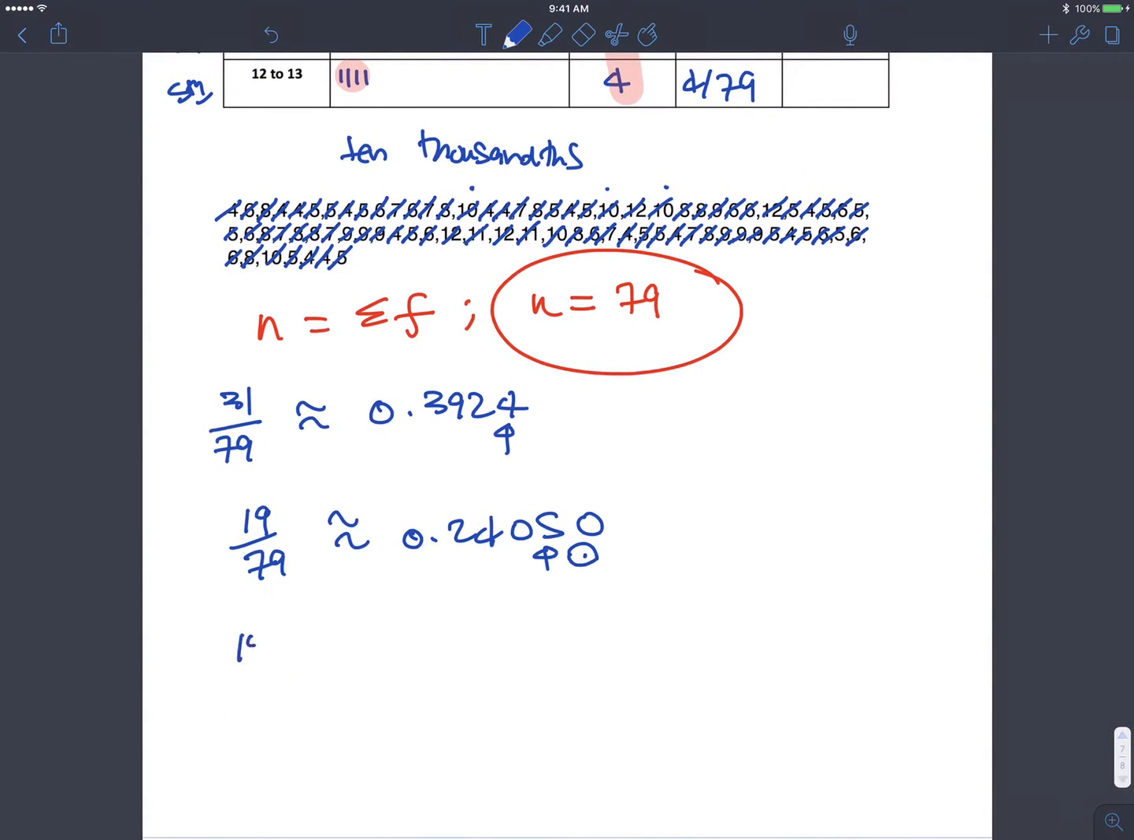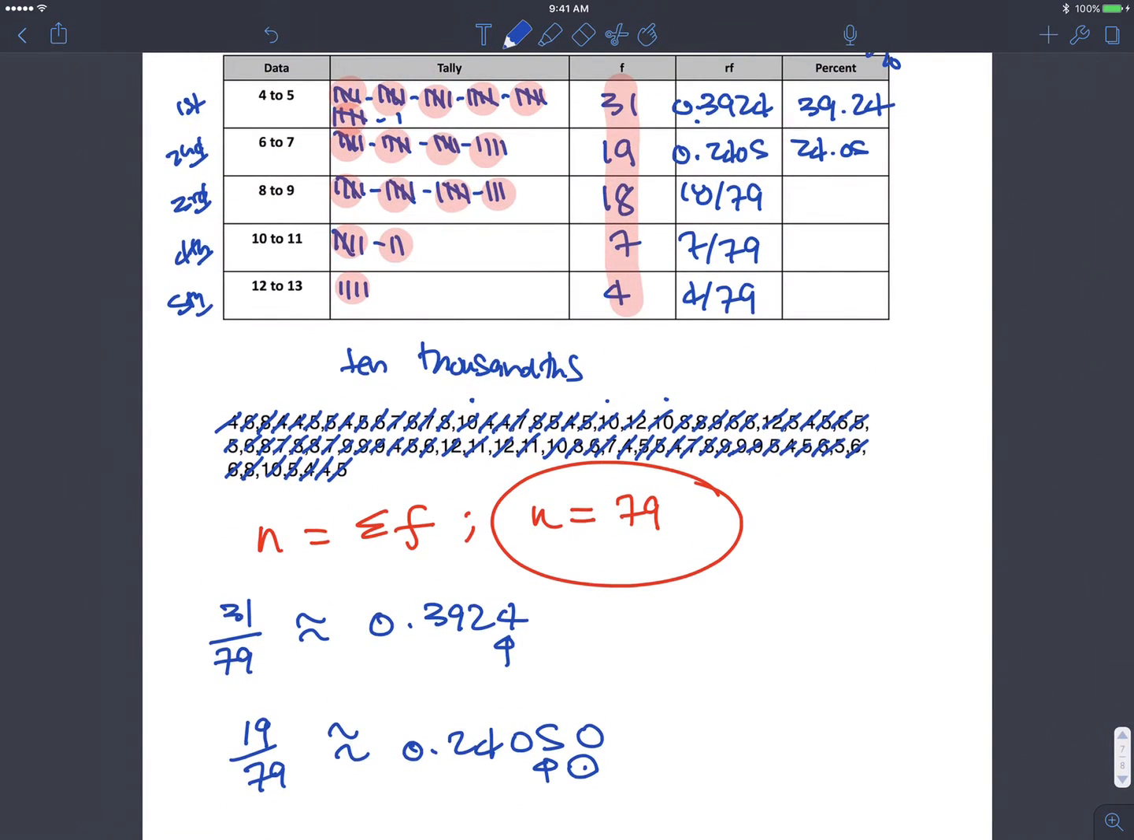18 now. 18 out of 79, we get 0.22784. This is the 8. Look at the digit to the right. Get rid of the 4. That's 0.2278. So 0.2278, which is 22.78%.